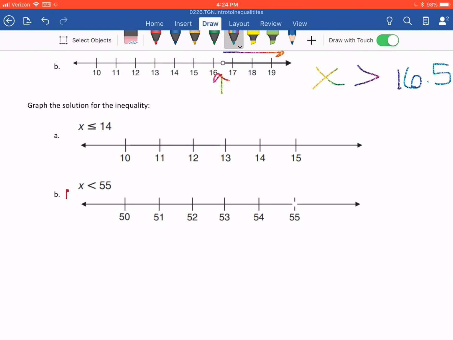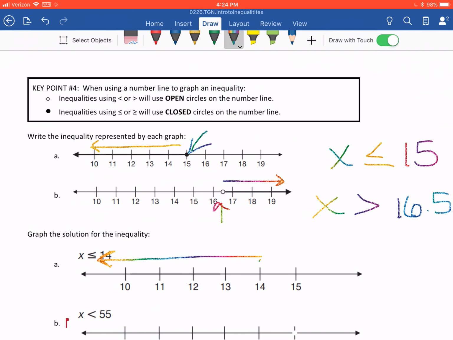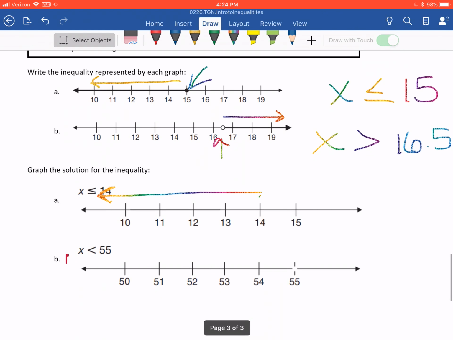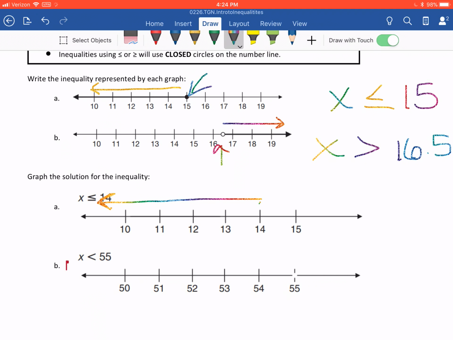First thing I'm going to do, put my pen on 14. You see a little dot there? That's where my stylus is. Less than or equal to 14. Well, everything less than 14 is this way. So that's the direction I'm going to draw my arrow in. Now I need to ask myself, is 14 included in the possible values for x? Well, my inequality symbol here is less than or equal to. So yes, 14 is included. I'm going to do a closed circle.